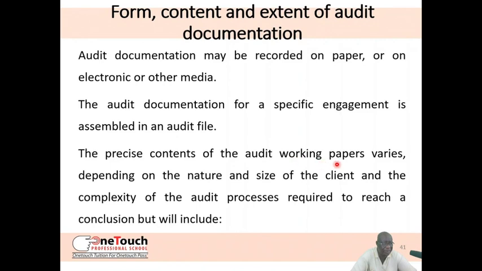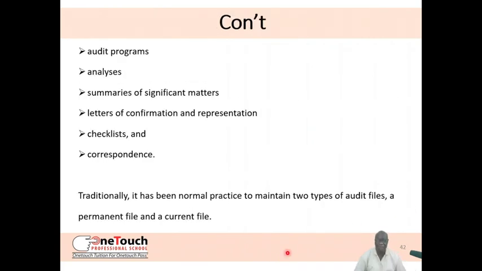The precise content of the audit working papers varies depending on the nature and size of the client and the complexity of the audit process required to reach the conclusion. But they include audit programs. What therefore is an audit program? An audit program is a step-by-step written instruction by a superior officer to guide the junior officers in the approach of their audits in the various areas. If you're auditing stores, there will be an audit program on how to audit the stores. There will be an audit program on how to audit payroll. So these are the step-by-step written instructions on what you do when you go to the field. That is what we call audit programs.